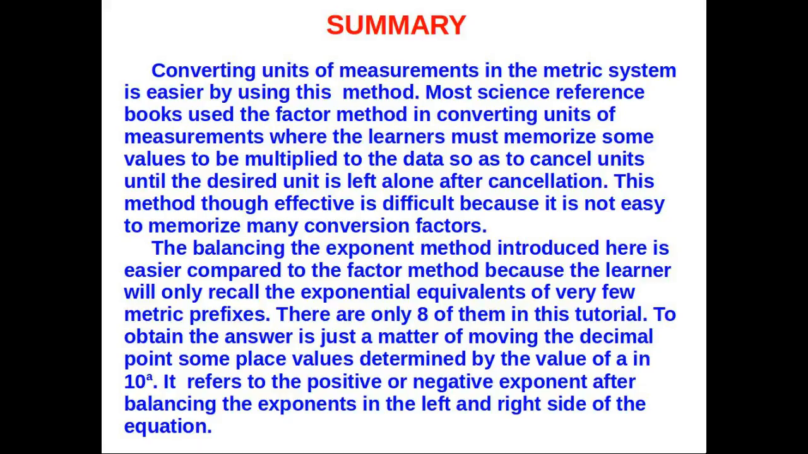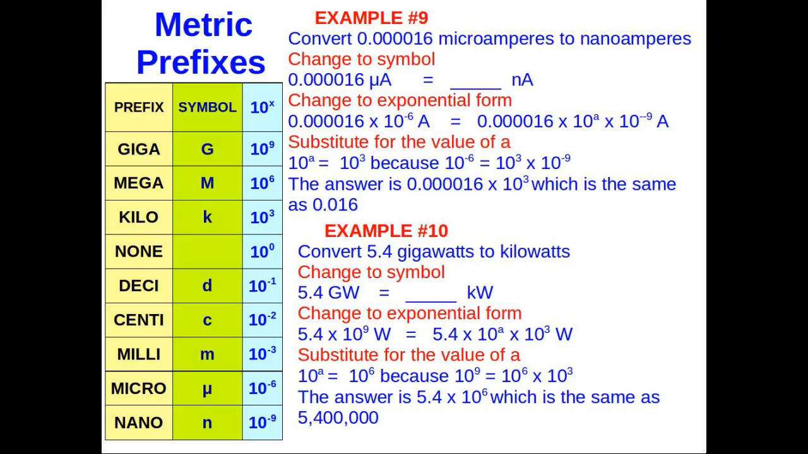The method introduced here is easier since the learners will only recall the exponential equivalents of very few metric prefixes. To obtain the answer is just a matter of moving the decimal point some place values determined by the value of 10 to the a, where a refers to the positive or negative exponent combined with the given value.